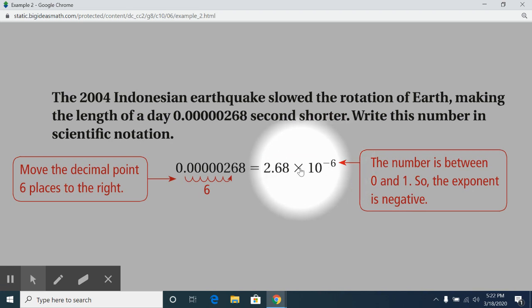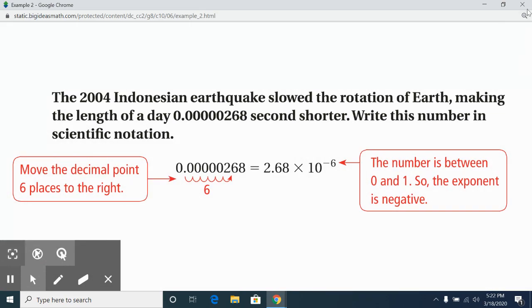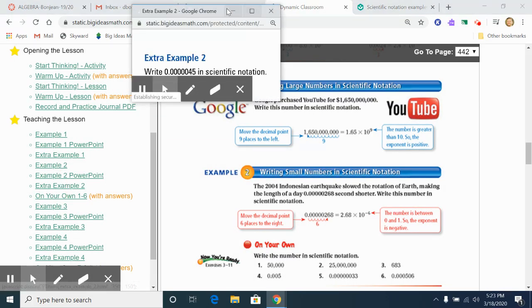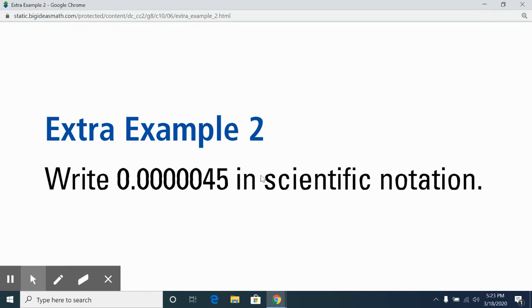All right, so here's my final answer. Remember, any whole numbers that are not 0 should be used in our factor, which our factor is this number here. All right, but I moved it 6 units. I'm representing a very small number. Okay, so -6. All right. Same thing. Let's go to the extra example. And I'm going to have you guys pause it and try and come up with an answer here. When you come back, I'll go through it. So pause it at this time.